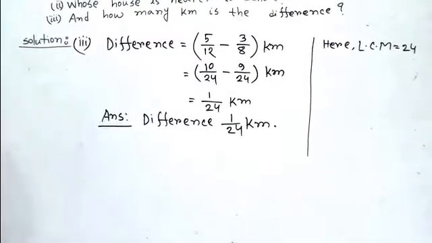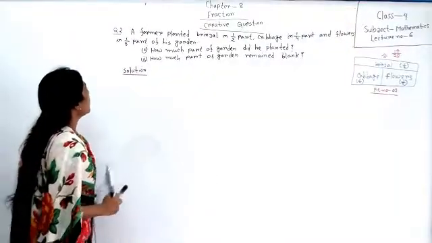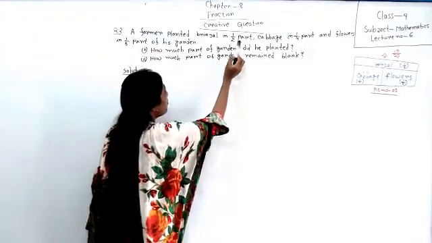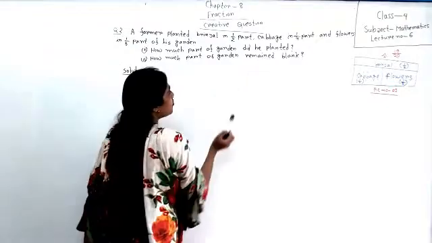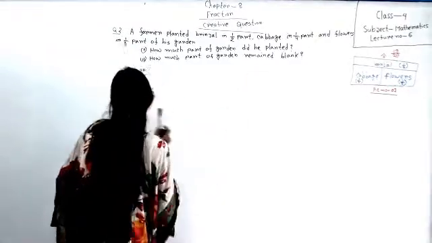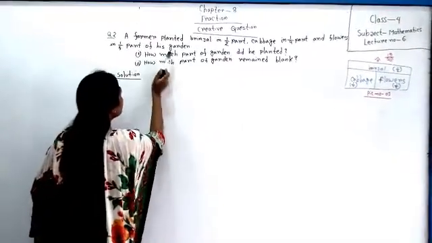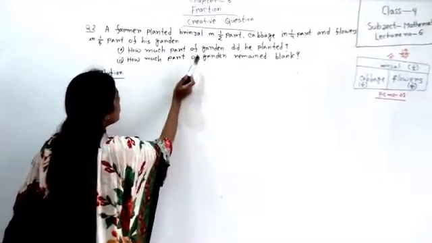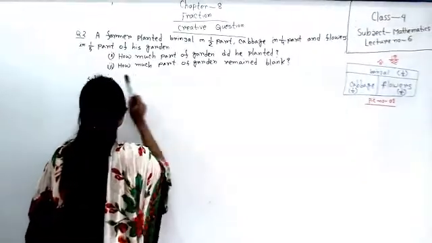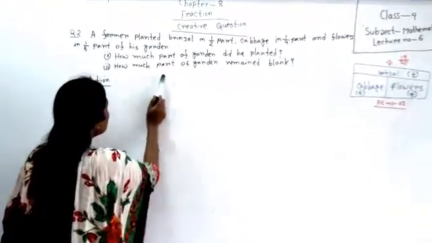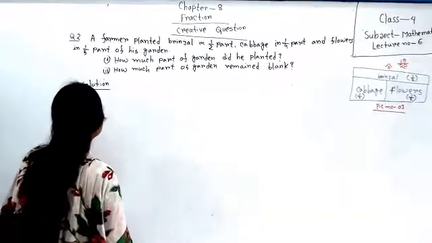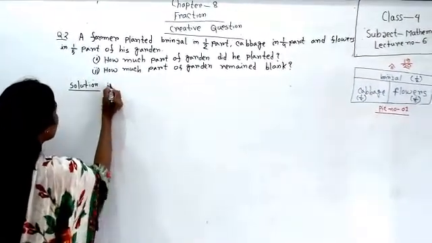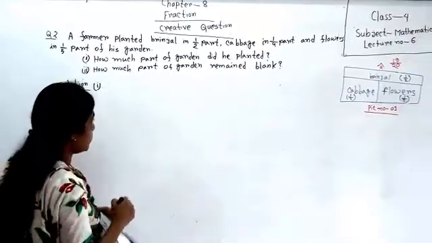So, question number 2. Here a farmer planted brinjal in half part, cabbage in 1/4 part and flowers in 1/5 part of his garden. Question number 1. How much part of the garden did he plant? Question number 2 is how much part of the garden remained blank? Now solution 1. How much part of the garden did he plant?